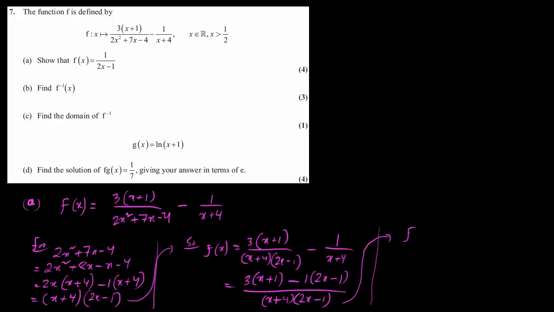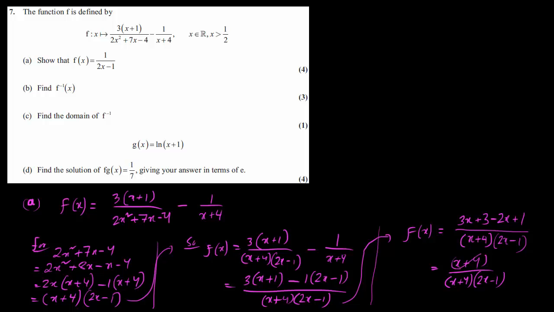So what we have over here is f(x) equals, this is (x + 4)(2x − 1), and this would be 3x + 1 minus 2x + 1, and it is x + 4 divided by (x + 4)(2x − 1). Now this (x + 4) and this (x + 4) cancel off, and what we have left over is 1 by (2x − 1). And that's what it was. Question A, show that f(x) is this.